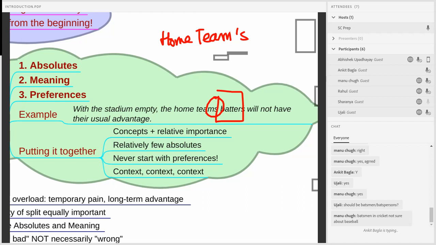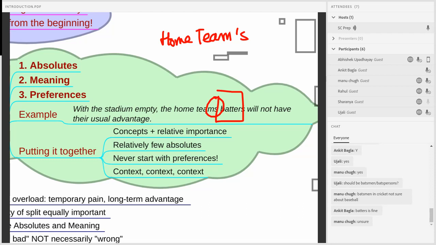Now, let me ask Ujali. This would be for Ujali and Manu both. I want you to attach a level of reliability to what you just said. Manu says batsman in cricket, but not sure about baseball. Let's say we're talking about cricket. What is the associated reliability? Are you dead sure about this? Or I kind of heard something like this. Maybe, maybe not.